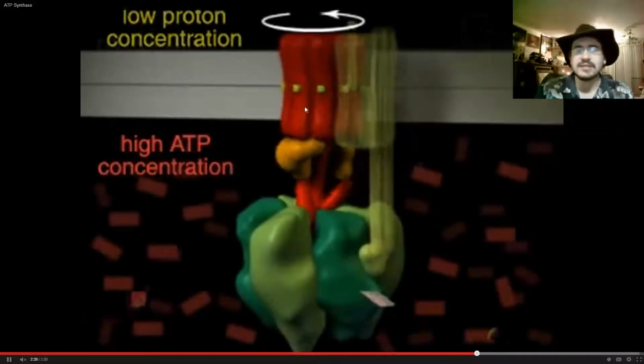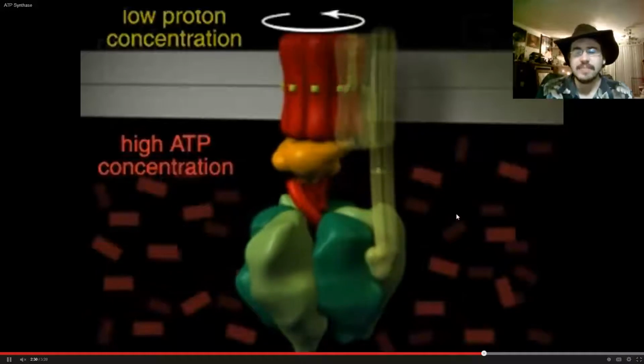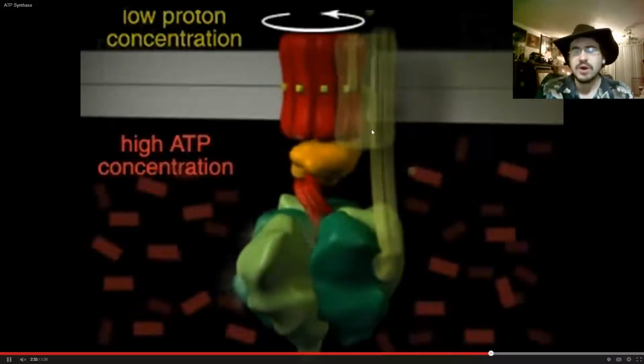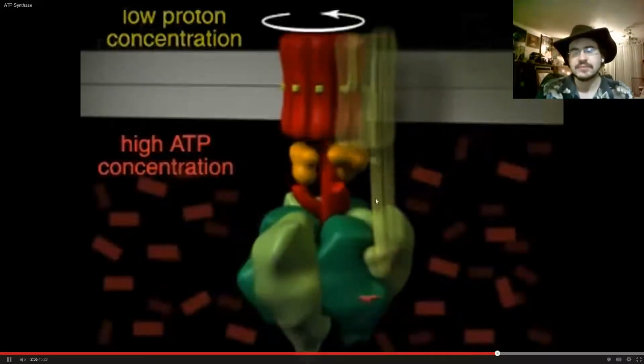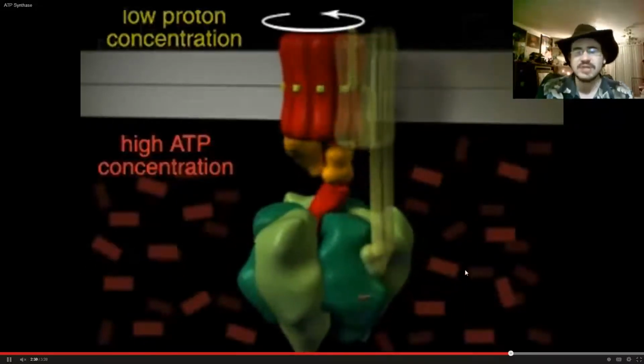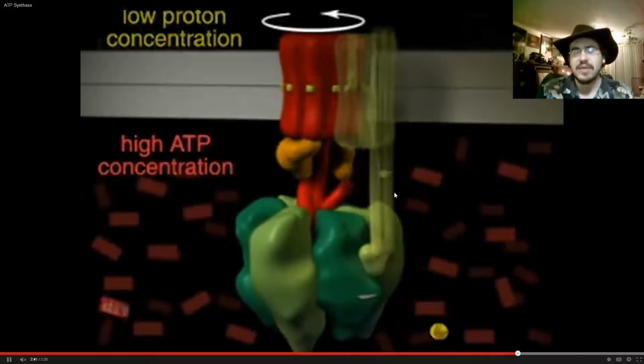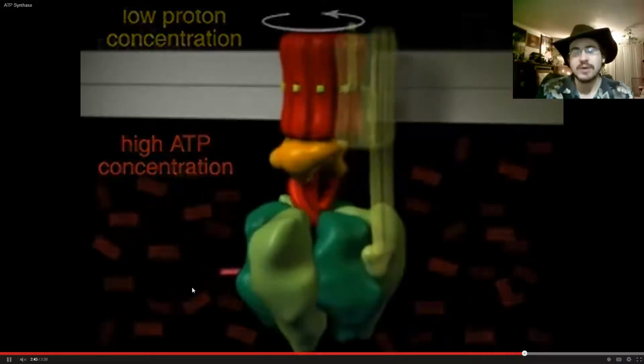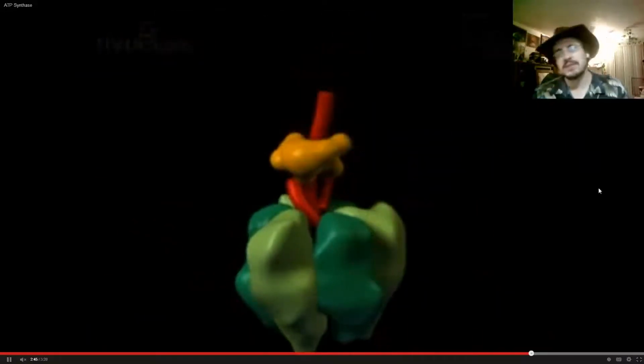And because this is passive transport, by the way, this will work backwards. So when there's too much ATP or too many hydrogen ions inside the cell, this thing will just flow backwards and convert ATP to ADP plus P.